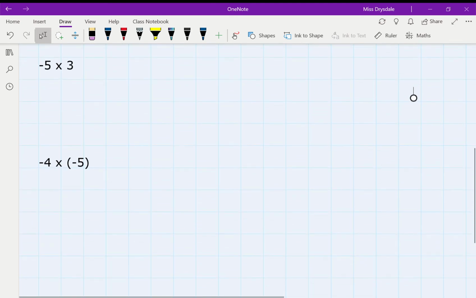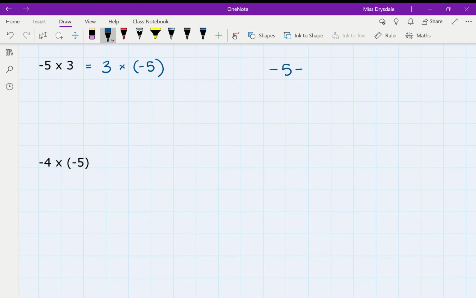The same idea applies when your negative is your first term, because we know we can change our terms around when we are multiplying. So 3 lots of negative 5, add negative 5, add negative 5 is negative 15. So 3 multiplied by negative 5 gives you negative 15.